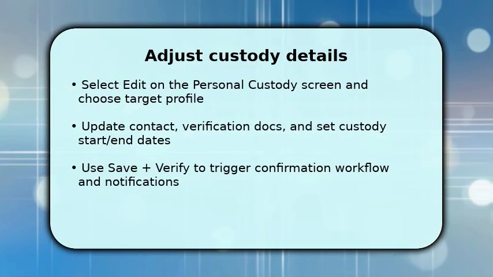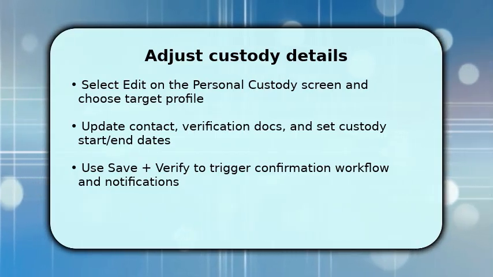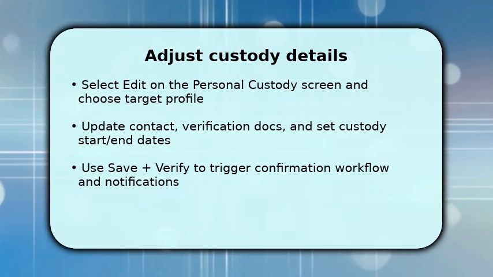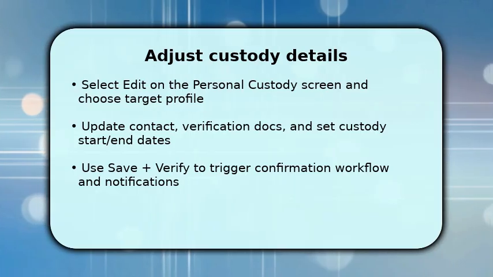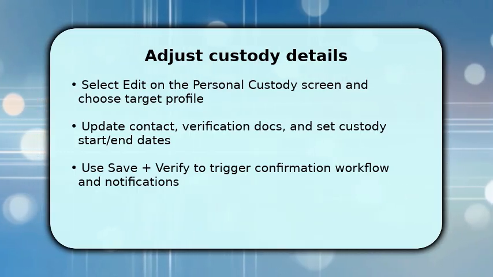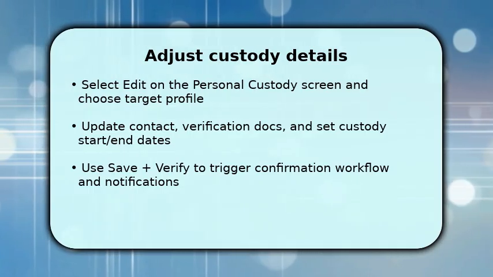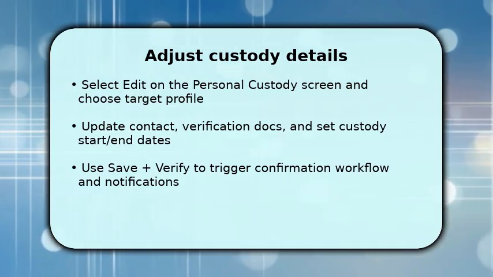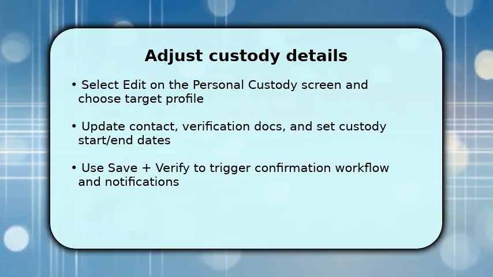Now you adjust the actual custody details step by step. Tap Edit, choose which linked profile will hold personal custody, and update contact and verification documents to match legal records. Because the app enforces consistency, enter custody start and end dates clearly, and explain any special conditions in the Notes field. Once done, press Save and then Verify to initiate the confirmation workflow.